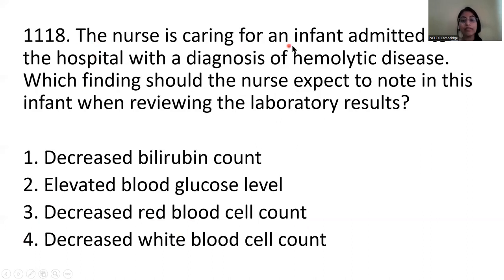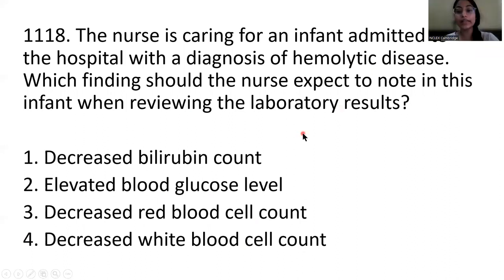The nurse is caring for an infant admitted to the hospital with a diagnosis of hemolytic disease. Which finding should the nurse expect to note in this infant when reviewing the laboratory results? Options are decreased bilirubin count, elevated blood glucose level, decreased red blood cell count, decreased white blood cell count. So the diagnosis is hemolytic disease. Okay, so we have to focus on the hemolytic disease. In hemolytic disease, what will be the lab values?